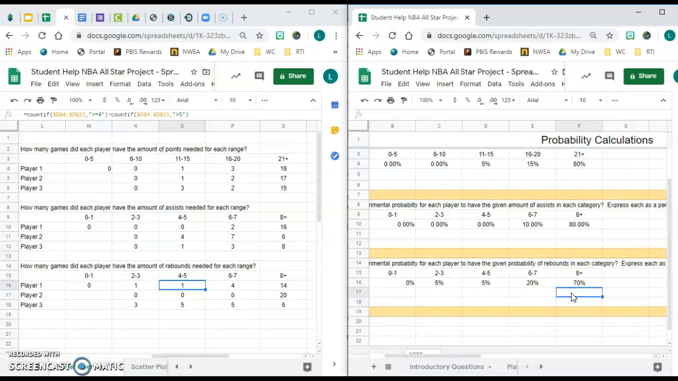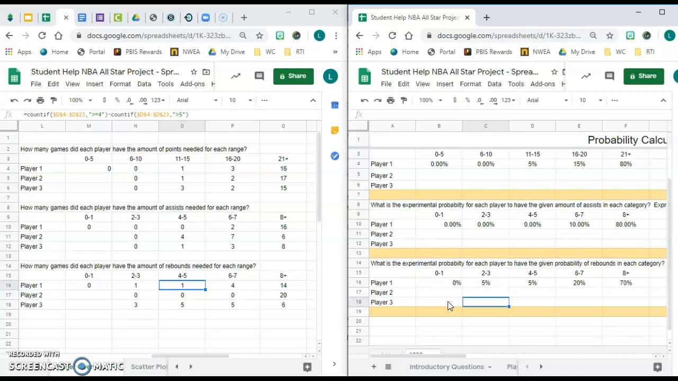And then we just need to check that it actually all adds up to 100. So this whole row needs to add up to 100. And so we have 5 plus 5 is 10. 10 plus 20 is 30. 30 plus 70 is 100. So we know that we got that correct. So you're going to go through and do player 2 and 3 for all of them.